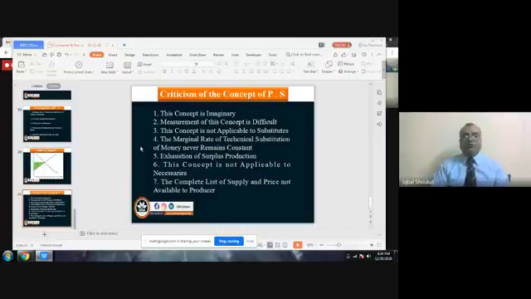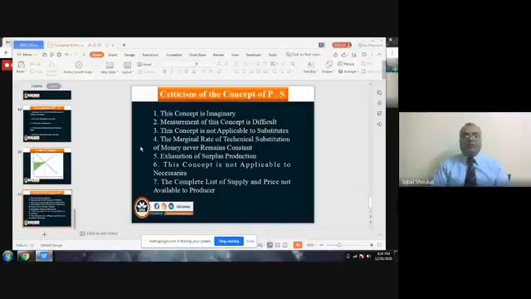Measurement in this concept is difficult. It is very, very difficult to know which products the producers are willing to sell in the market, whether there is excess supply in the market or a shortage period. It is difficult to imagine which products they would wish to sell in the market if they are not meeting their cost of production.